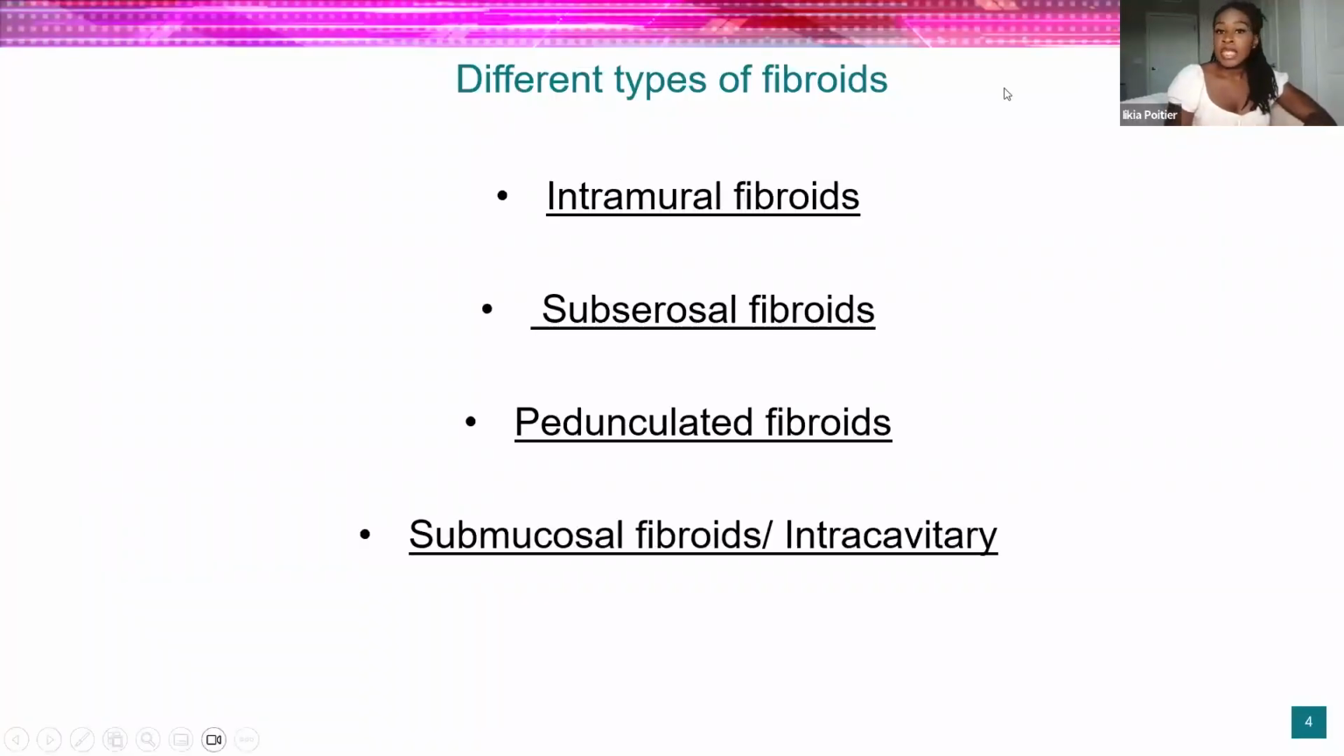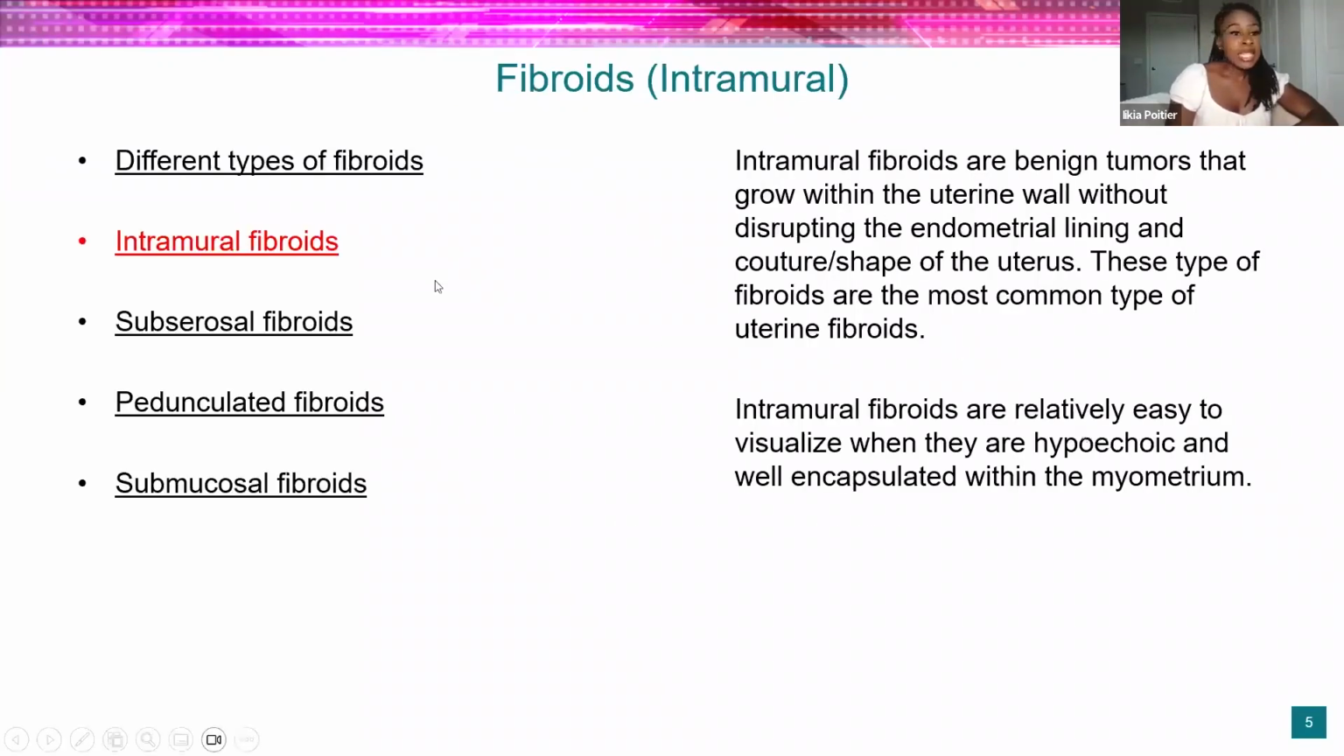All right, so different types of fibroids. We have intramural fibroids, subserosal fibroids, pedunculated fibroids, submucosal fibroids. Those four are the main types that we go by, but I also added intracavitary fibroids because I'd like to use that because it shows the difference between the submucosal and the intracavitary fibroids. It's a tad bit different in my opinion, and it gives an idea for the physician to see exactly where the fibroid is. So first we'll talk about intramural fibroids, okay?